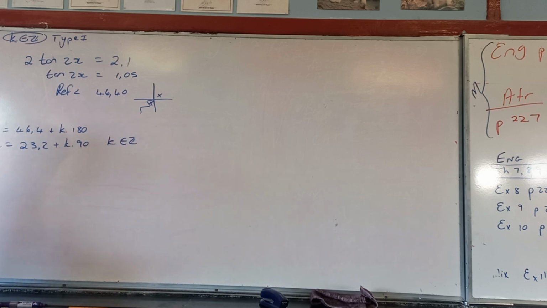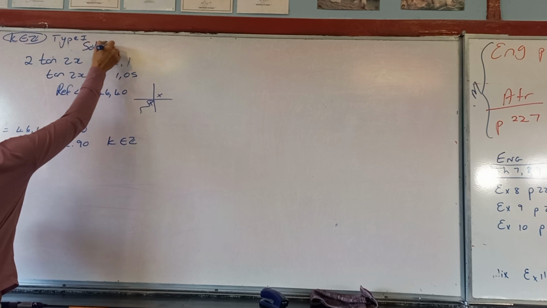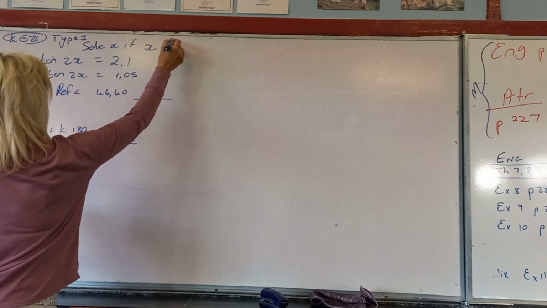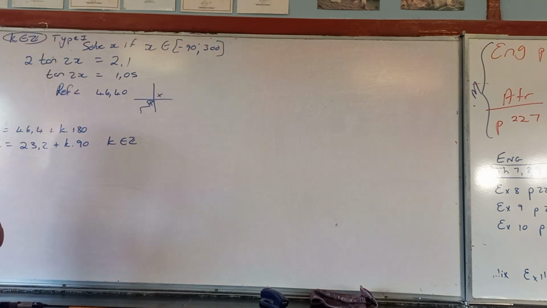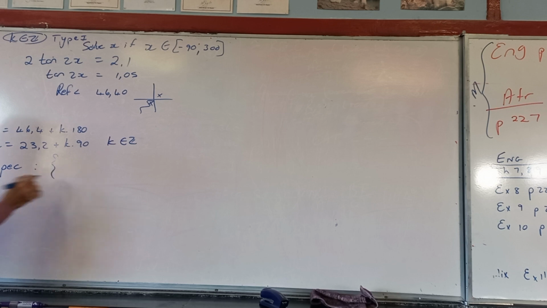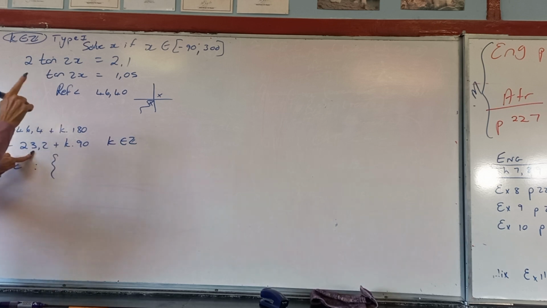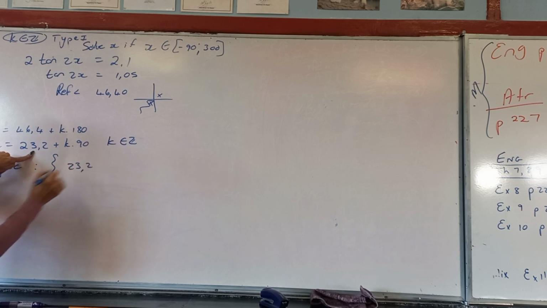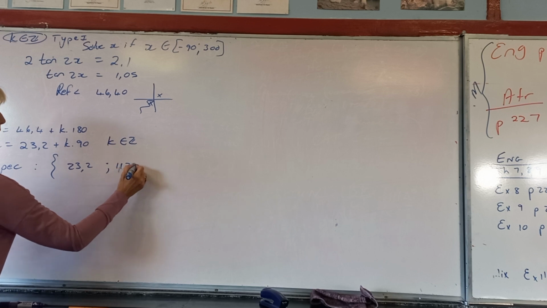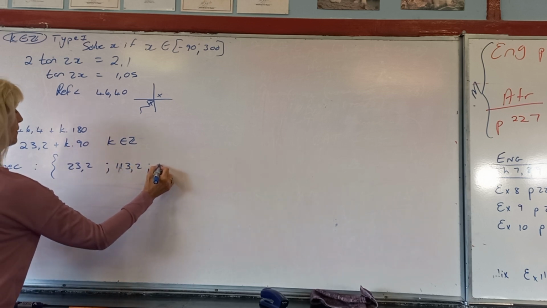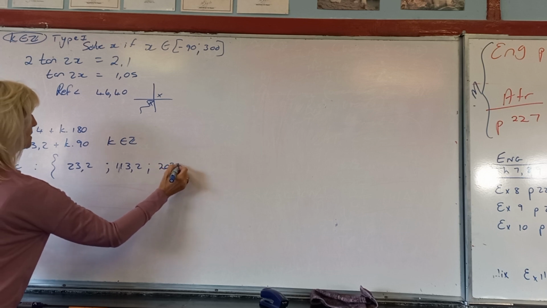But while we're busy with it, let's do a general solution. Let's do a specific one. If I had said, solve x if... you see, we just sit there and say, whatever, okay? So then my specific solution would be 23,2, yes, because it's one of the answers. And then plus or minus, it doesn't matter what you want to do first. Plus 90 gives me 113,2. And plus another 90, 203. Plus another 90.